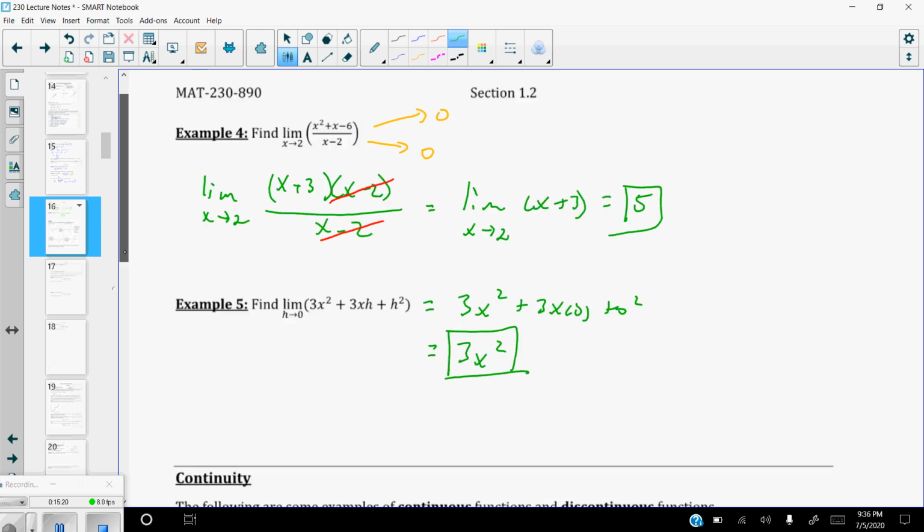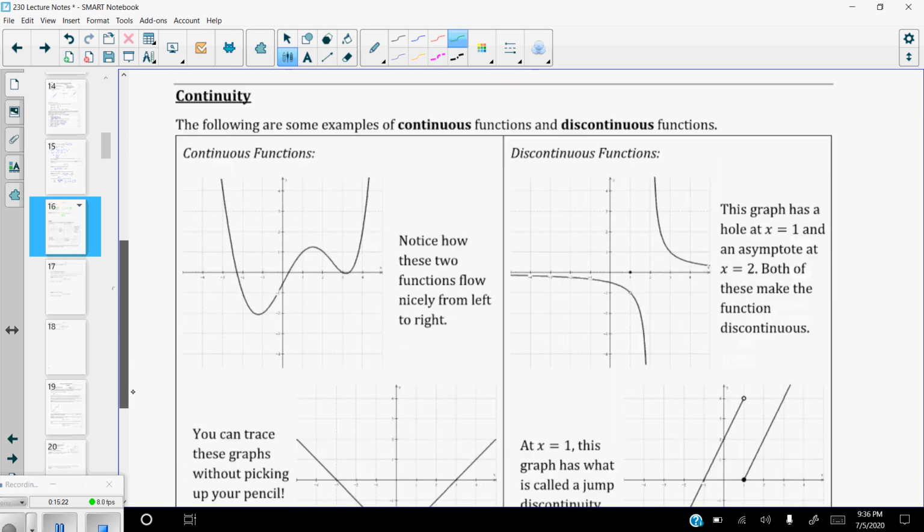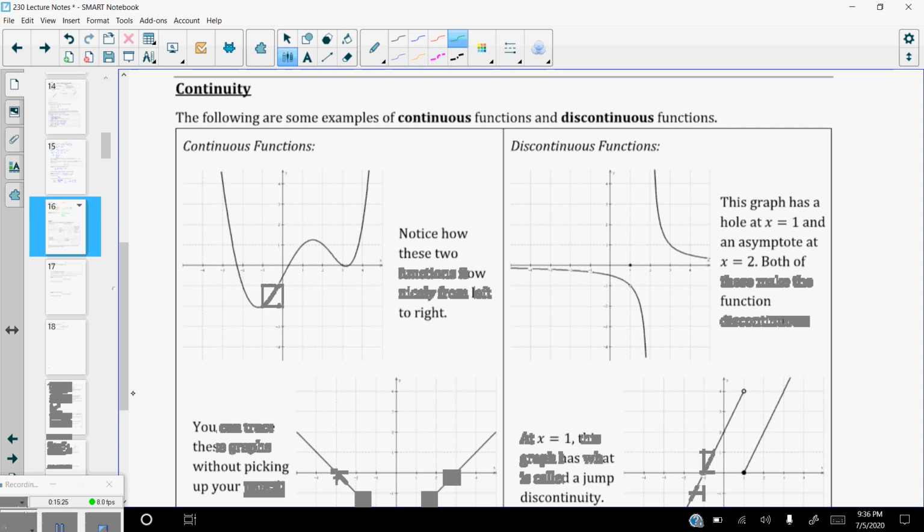All right, so now we're going to talk about the concept of continuity. Most of us can kind of think about what continuity is just by generalizing what a graph looks like. For something to be continuous, it should have no breaks in it. It should have no stops in it, no holes, no gaps. Easiest way to think about it mentally.